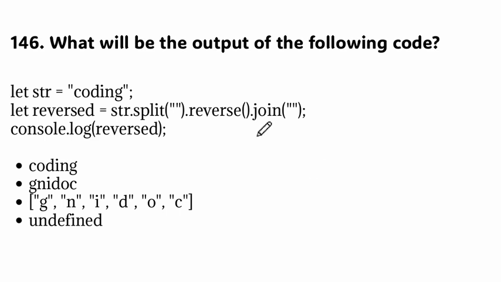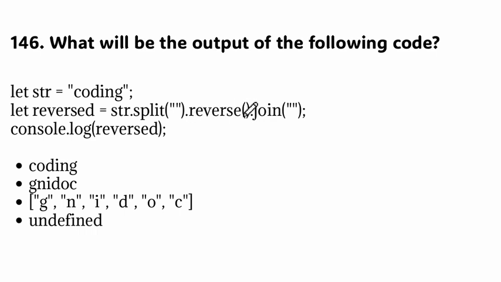Another question, we have given a code in which we have to find the output. There is a string that has been declared with a variable name of str. In the second line we have declared another variable with the name of reverse, and inside the reverse variable I am using the first variable name str. I am splitting the string words. Dot split, parentheses and double quotes mean that coding will be split into parts.